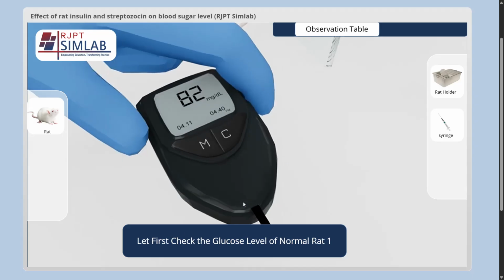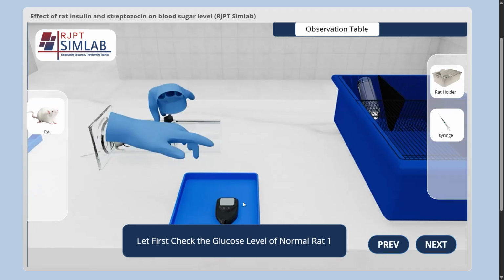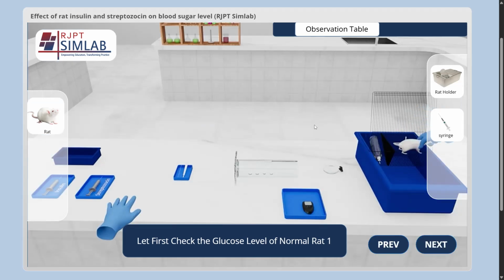Now, after this, we will place our first rat inside the cage again. As we can see, this is the rat holder. This is the knife that we are using to cut the tail vein and withdraw the blood with the help of a capillary tube, which is known as the tail snip withdrawal method.